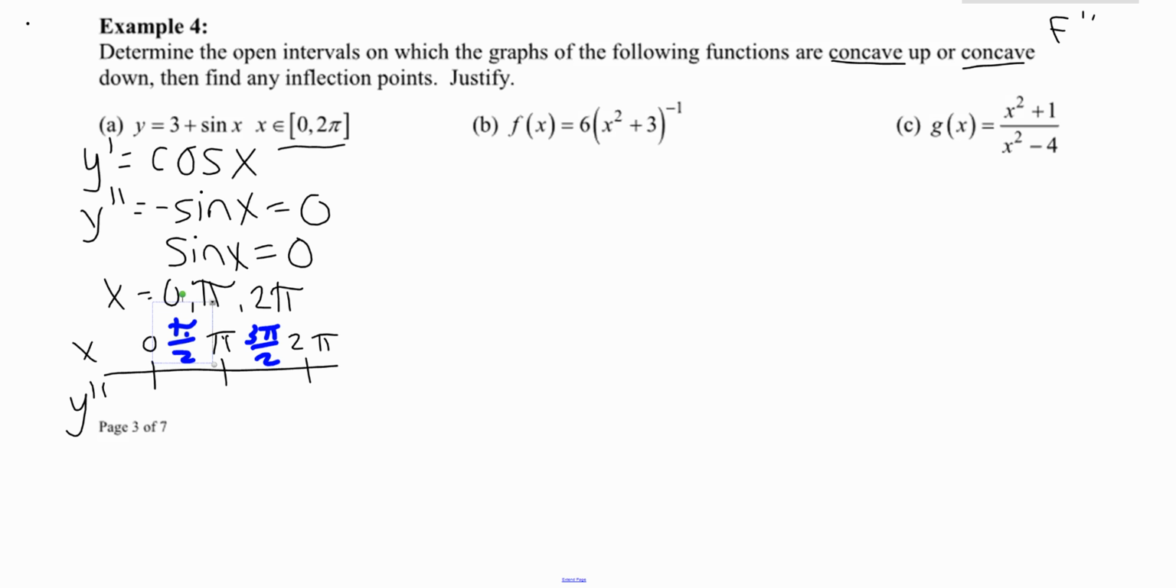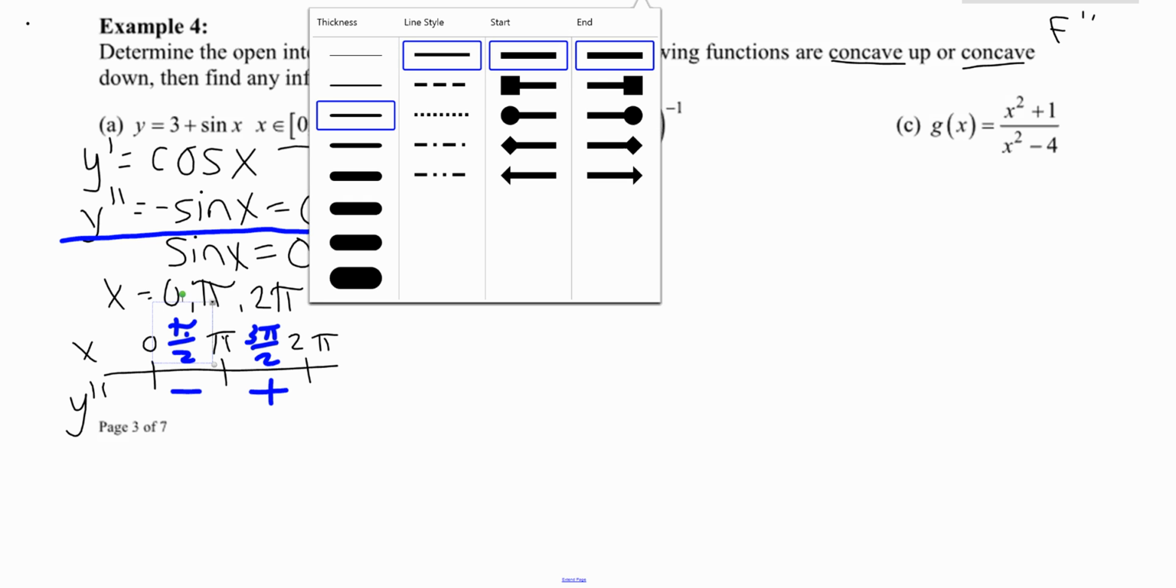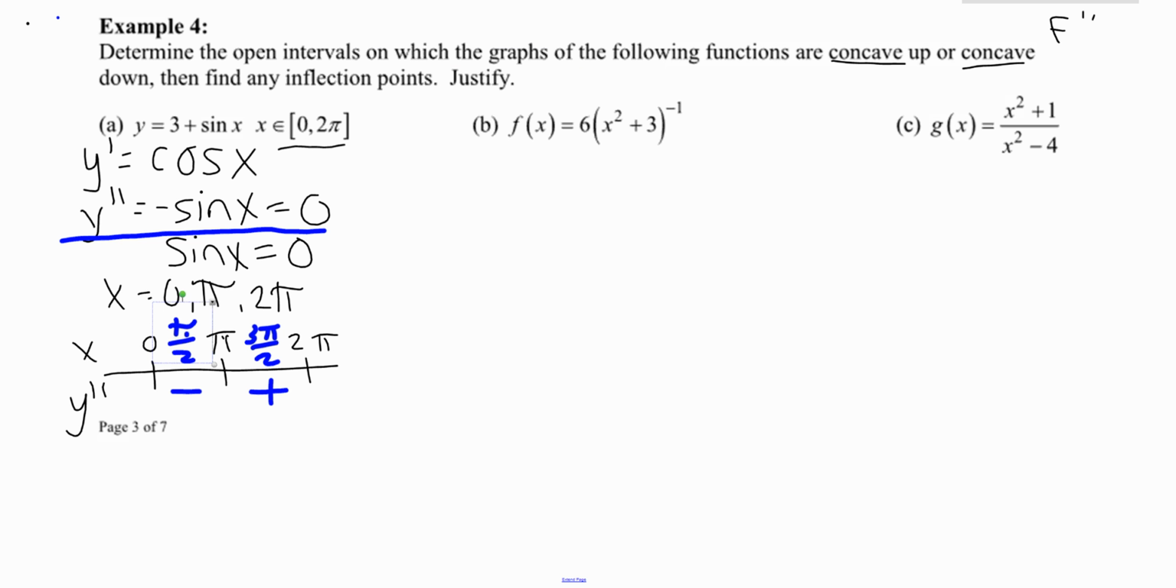So the negative sine of pi over 2 is going to give us a negative, because sine is positive 1, so negative 1, there we go. And remember, we're plugging this into the second derivative. So now this sign will be positive. So we're listing that the function y is concave up like a cup on the interval where the second derivative is positive. y is concave down like a frown where the second derivative is negative.